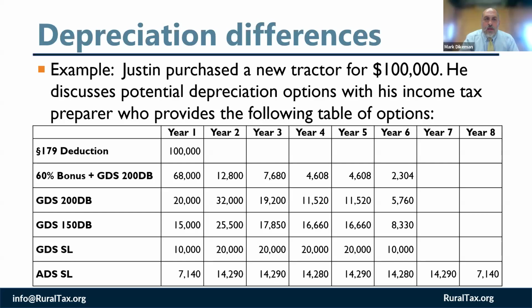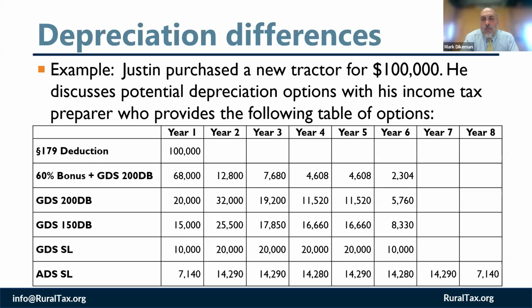So as an example here, Justin purchased a new tractor for $100,000. And it's important to note that it is a new tractor. So by looking at table 7.1 in Pub 225, we know that new equipment is 5 years. Because it's 5 years, it's going to be depreciated over 6 tax years. We've laid out what the different methods, what the result would be for 2024.